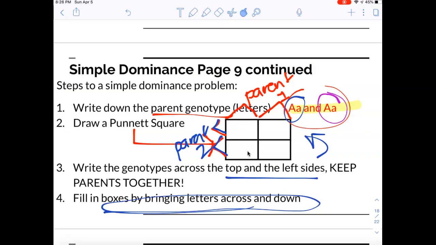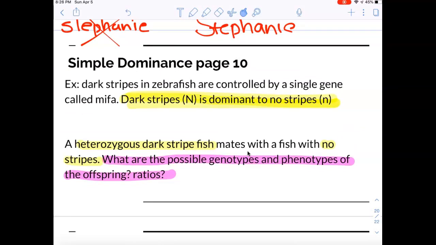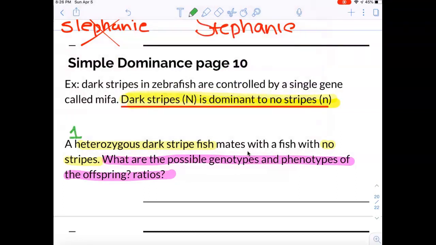First, I need to write down the parent genotypes, okay? Well, I'm not given the parents' genotypes. I'm given their physical traits, or phenotypes. But in the problem, I'm able to determine that. So let's look at parent 1. Parent 1 is a heterozygous dark striped fish. Dark stripes is dominant, and heterozygous, remember, is 2 different letters. So to note this parent, I'm going to say it's big N, little n. Heterozygous, hetero meaning different, dark stripes, big N, little n.